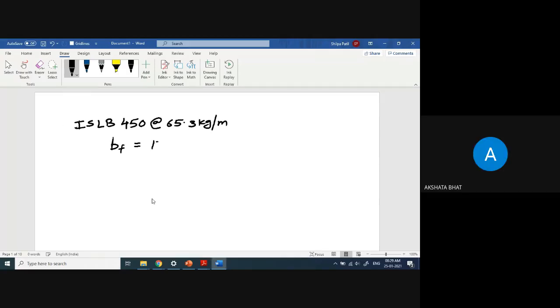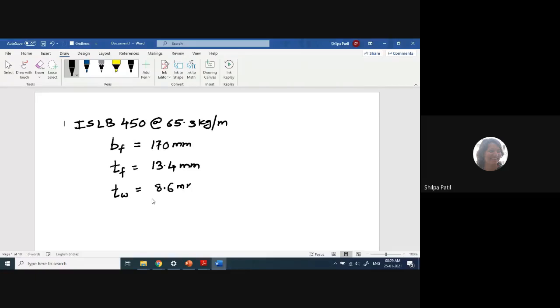170. Don't forget to mention the unit. 170 mm. Then tf, thickness of the flange, 13.4 mm. We will require tw also, thickness of the web, 8.6 mm.